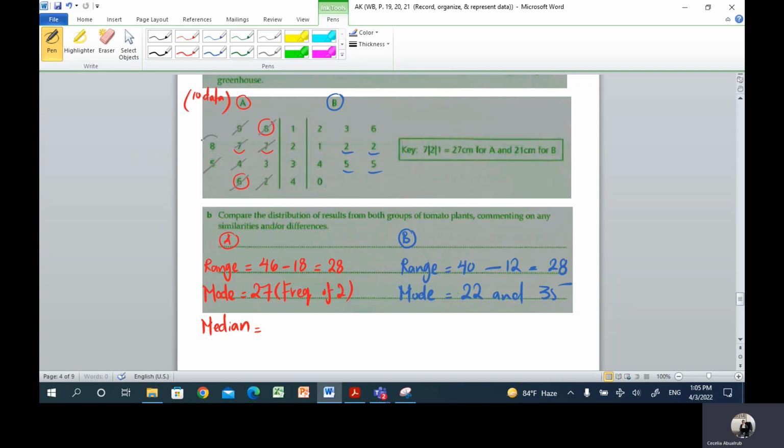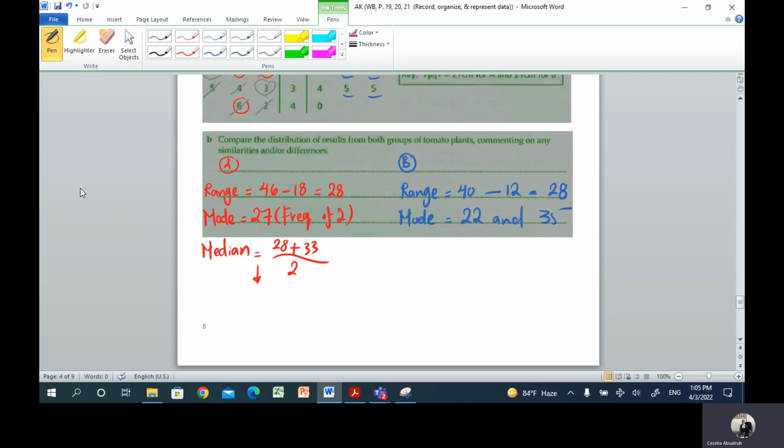So what do we have left here? We have left the 28 plus the 33 divided by 2. So if we have an even number of data, we're going to end up with two middle numbers, and we find the average of these two middle numbers, and it will be here 30.5.